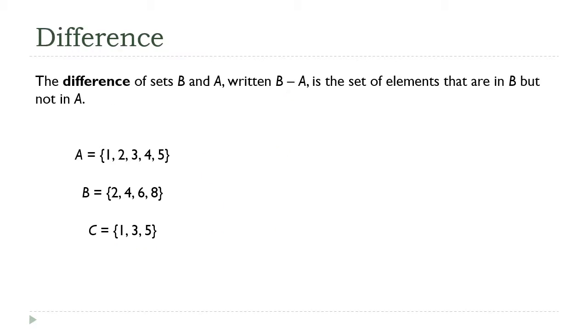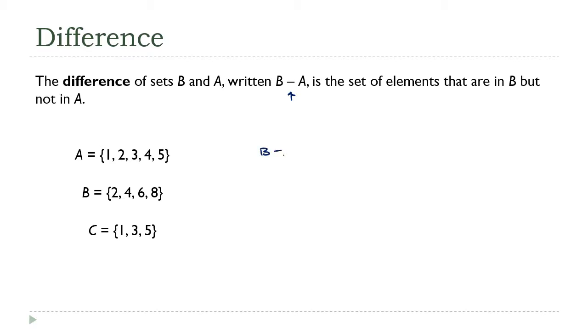All right, so we've got one more set operation, this idea of difference. The difference of two sets is written with a subtraction symbol, the symbol you're used to thinking of for difference. B minus A is the set of elements that are in B but not in A. So really, literally think of this as subtracting out.